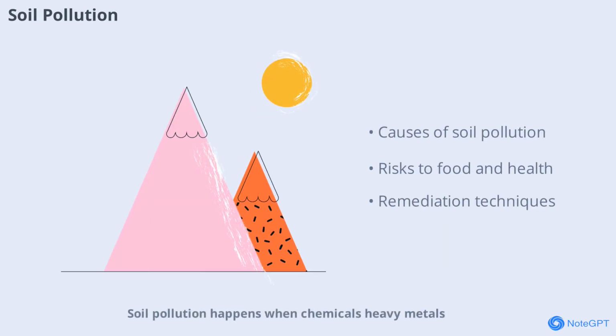Soil pollution happens when chemicals, heavy metals, or waste products accumulate in the ground. Pesticides, fertilizers, and industrial spills are common sources. Contaminated soil can harm plants, reduce crop yields, and enter the food chain, affecting animals and humans. Cleaning up polluted soil is challenging, but methods like phytoremediation, using plants to absorb toxins, offer hope. Next, let's see how environmental chemistry helps us monitor and address pollution.